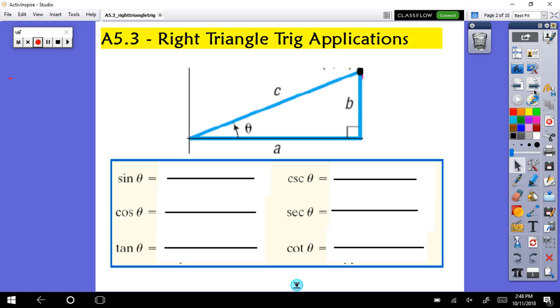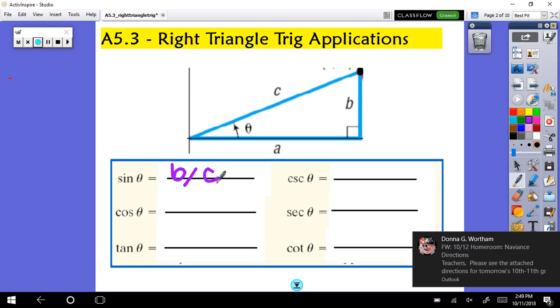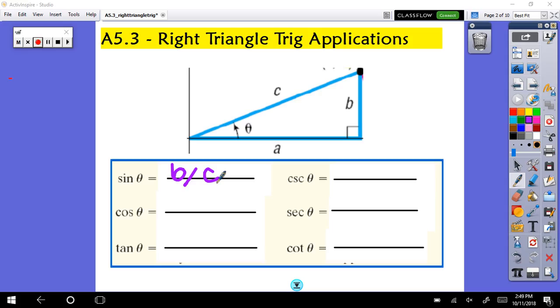If we look at our triangle that we have here, we have sides A, B, and C. Take about 30 seconds with your partner and fill out what sine, cosine, tangent, cosecant, secant, and cotangent are. And here's what I mean by that. I want the ratio. So sine of theta would be opposite over hypotenuse, or B over C. So that's what I would like for all of the rest of these. So take about 30 seconds and do that.